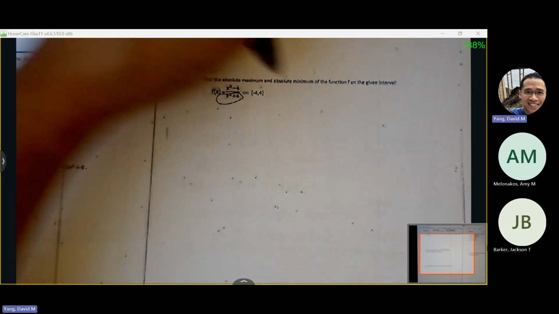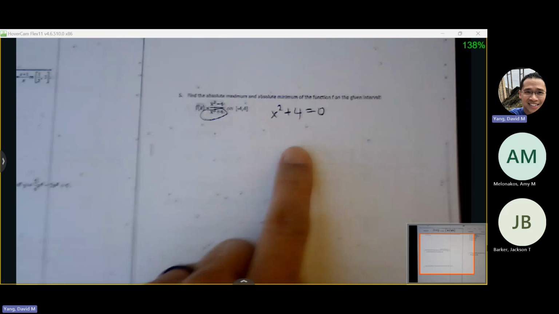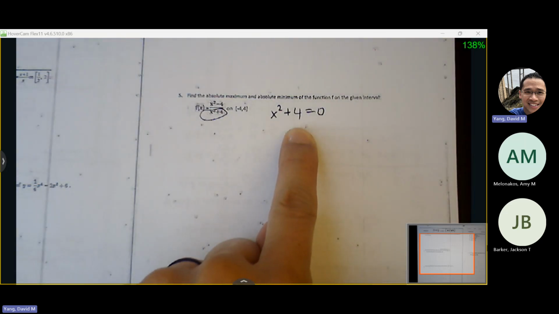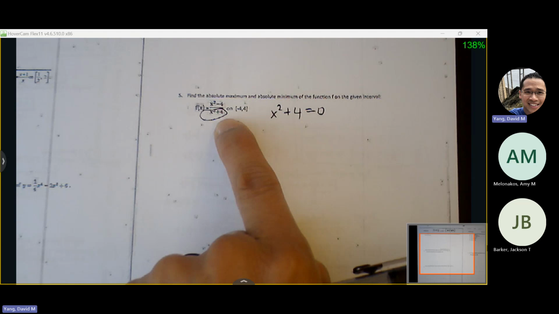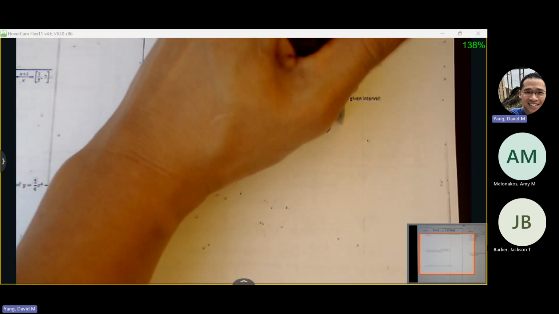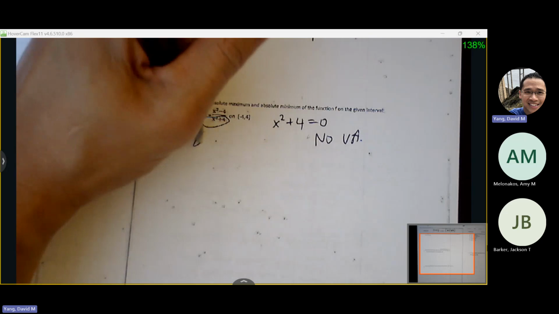Right, we do want to look at the denominator. The denominator could cause some issues, but if I set the denominator equal to 0, I'm not going to get a real number here. I'll get x squared equals -4, and the square root of -4 is imaginary, which is not something I would worry about. So there's no real number that can cause my denominator to be 0, so there's no vertical asymptote. There are no breaks. My function is continuous.